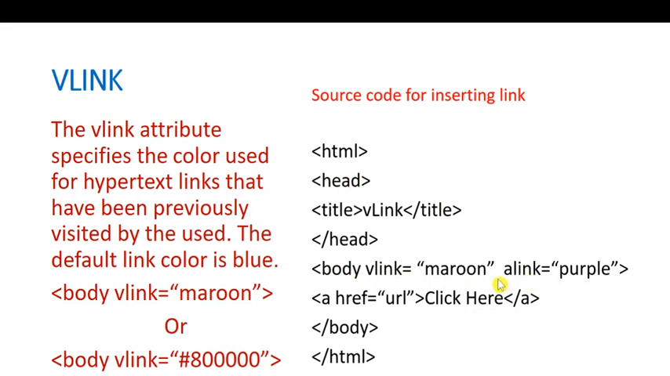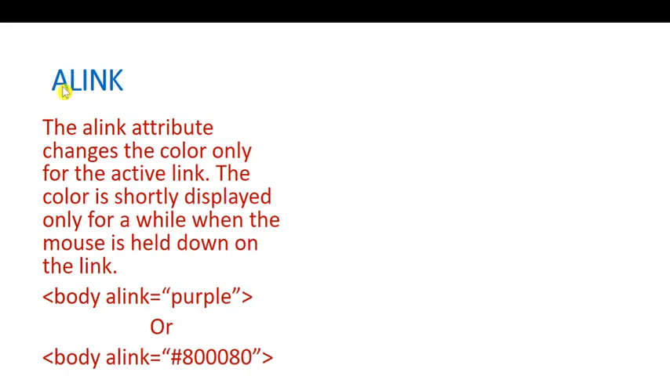Why am I putting the active link here? Because we are going to learn alink now. Alink is the active link. The alink attribute changes the color only for the active link. The color is displayed only for a while, when the mouse is held down on the link. The body alink is equal to purple, or the RGB value.